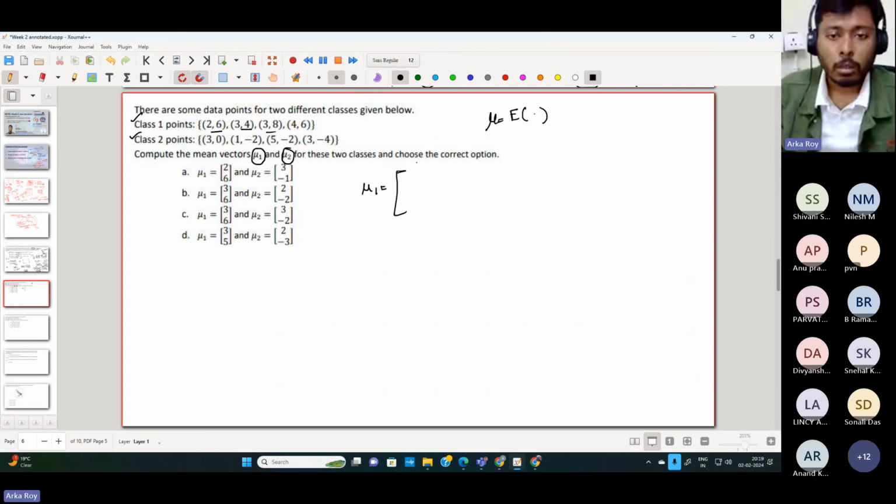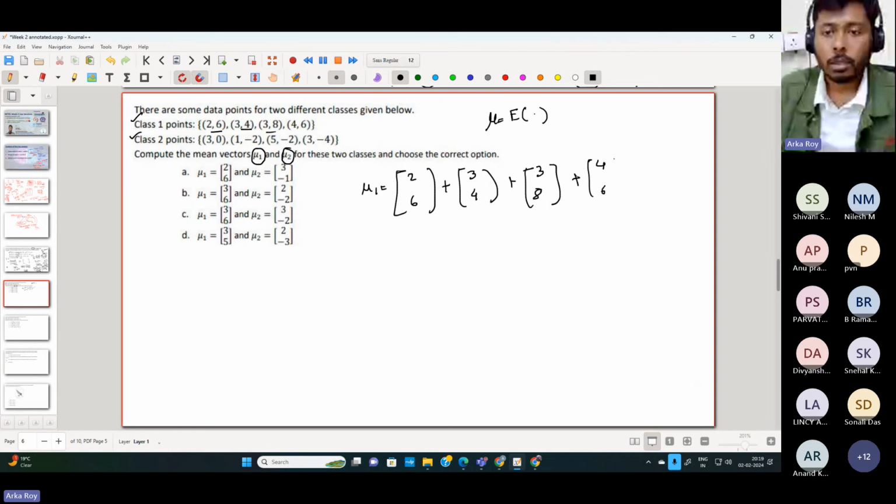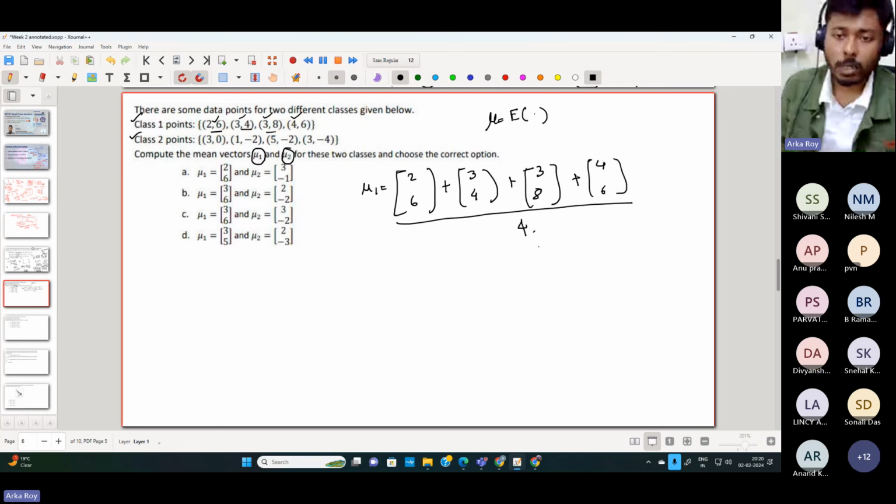So 2, 6 plus 3, 4 plus 3, 8 plus 4, 6. You sum all these things up, and how many samples are you having? One sample: 2, 3, 4. So you divide it by 4. Pretty straightforward. What we do in case of simple mean extraction, we just take the average. That is what we are doing. We are just taking the average.